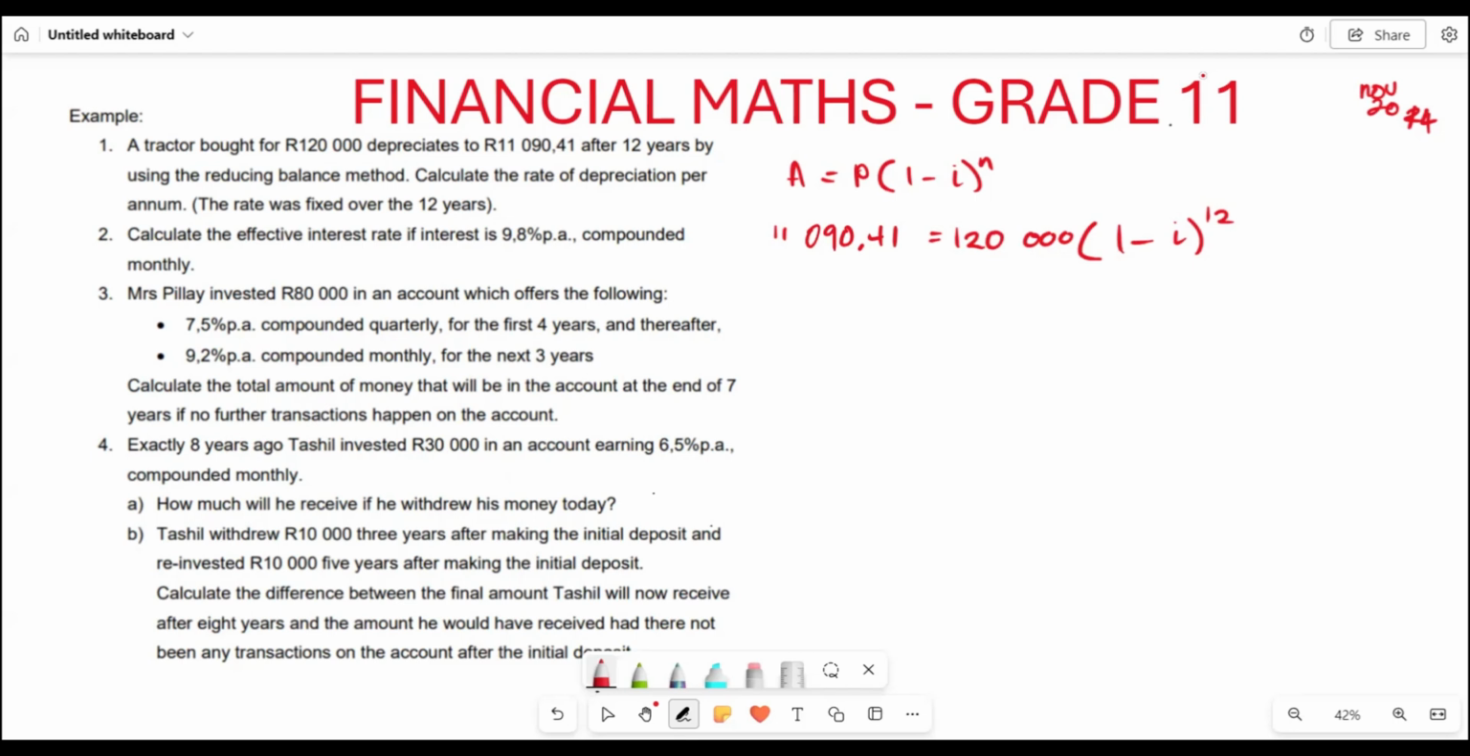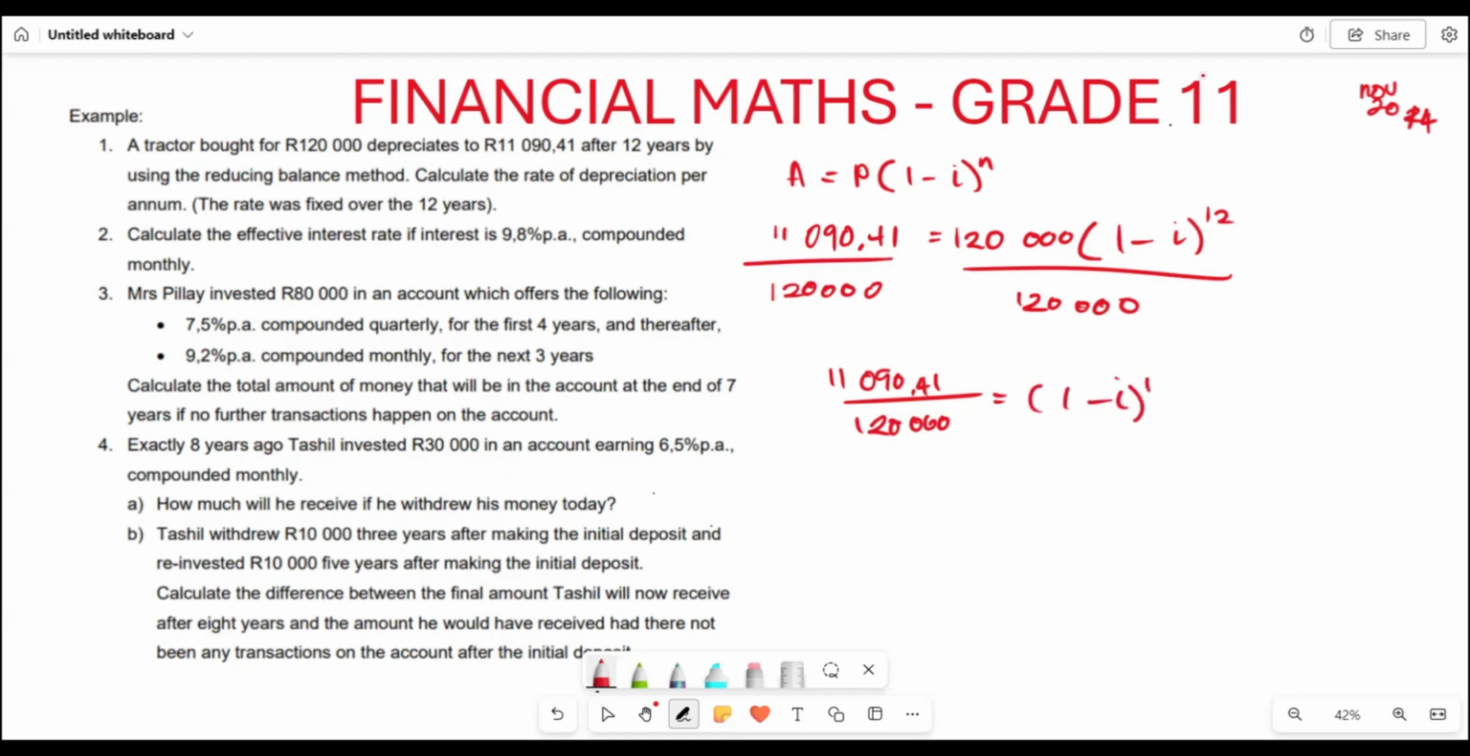You are going to start by dividing both sides by 120,000, right? And then what are you left with? You are left with 11,090.41 over 120,000, which is the same as 1 minus i to the power of 12.